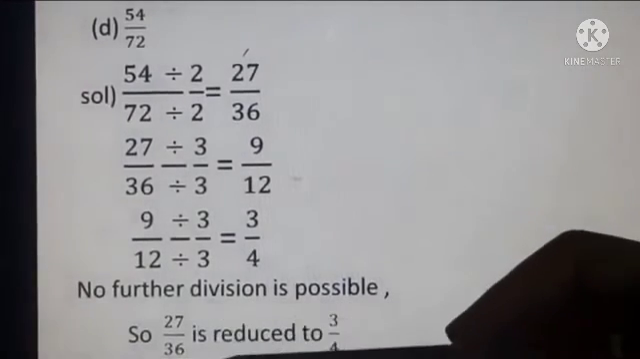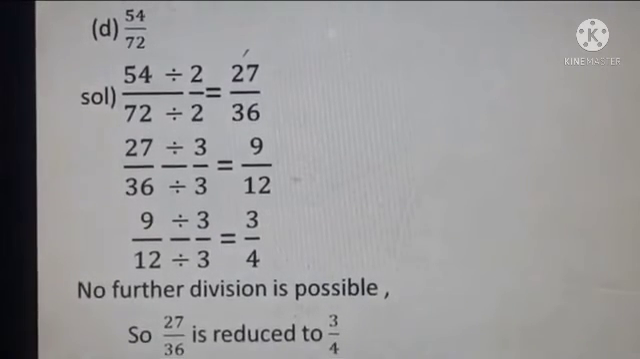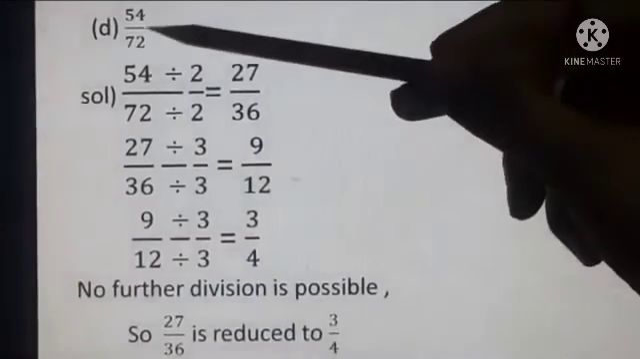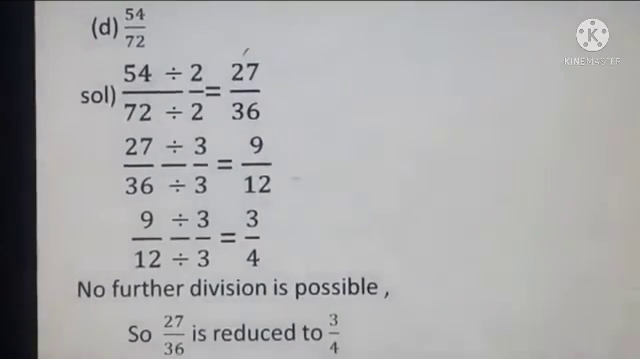So 27 upon 36 is reduced to 3 by 4. The second method is that you find the HCF of 54 and 72, and then you divide 54 upon 72 by their HCF.